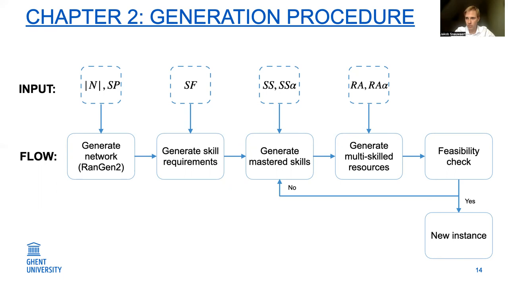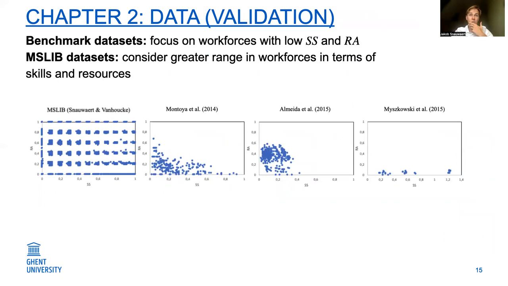Now, the data that we have generated, we compared it to three benchmark data sets of Montoya, Almeida, and Mischkowski. We then plotted all our instances on a skill strength and resource availability graph, which showed that the current instances in the literature only generated instances for very low skill strength values and very high resource availability values, while our data set can generate instances for the full spectrum.